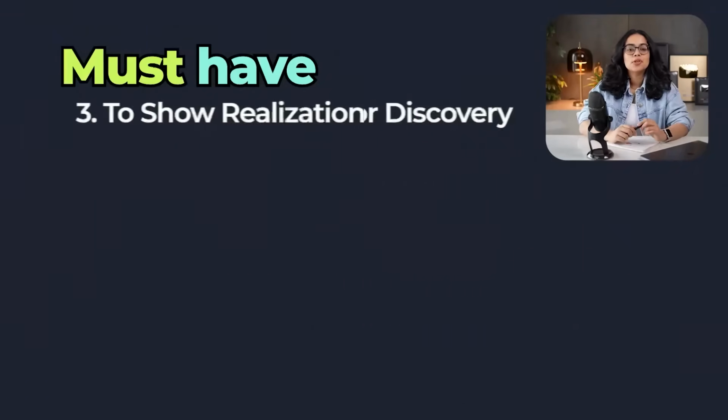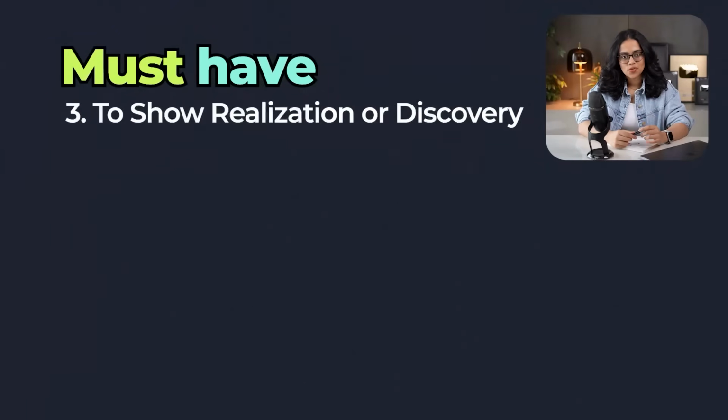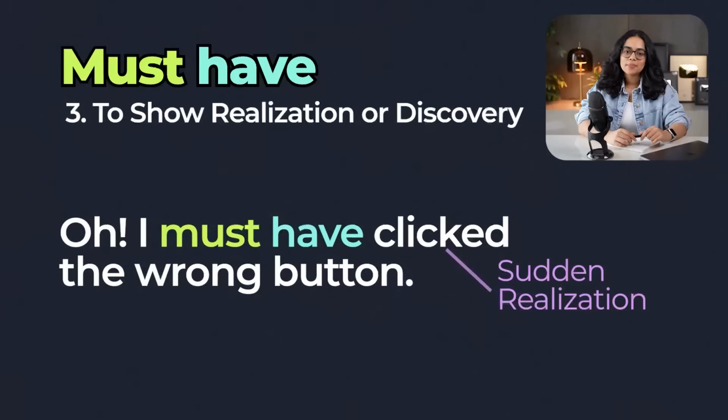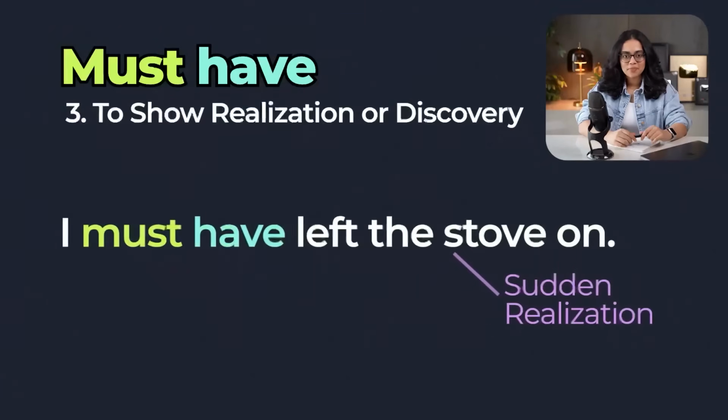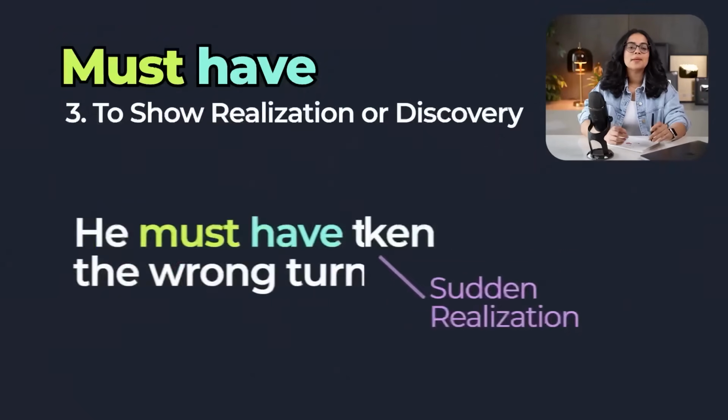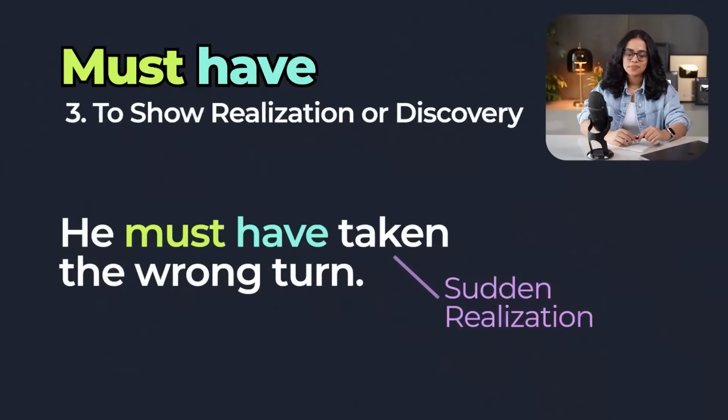The third use of must have is to show realization or discovery. Sometimes we use this when we suddenly realize what might have happened or what probably happened. For example, oh, I must have clicked the wrong button. I must have left the stove on. He must have taken the wrong turn. So in all these sentences, we're just trying to make a realization or trying to guess what exactly might have happened that caused the present result.